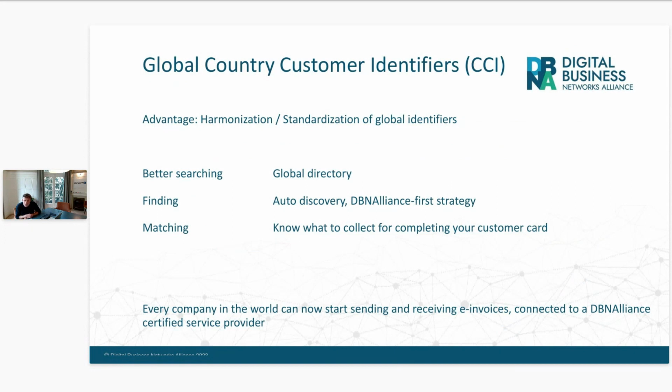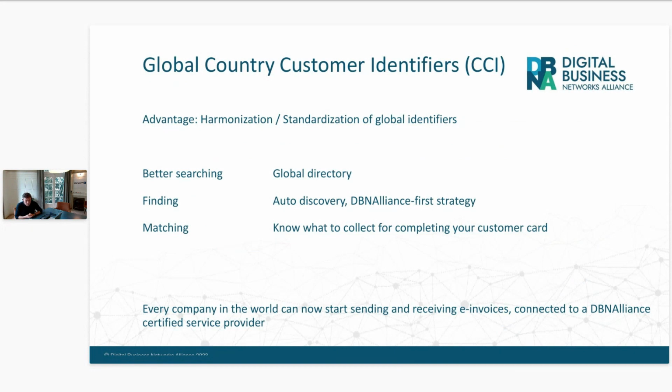So the advantage, of course, is harmonization and standardization. That brings that if you want to search for a company and you know the identifier that they're registered with in that country, it is enough to also find them on the DBNA network. So in a global directory, you can find them more easily.